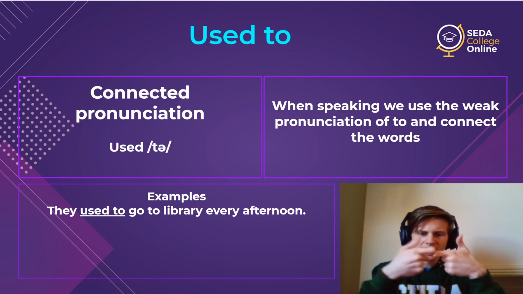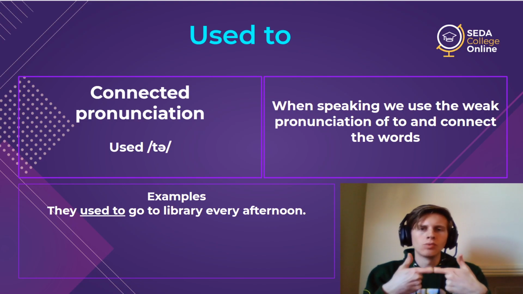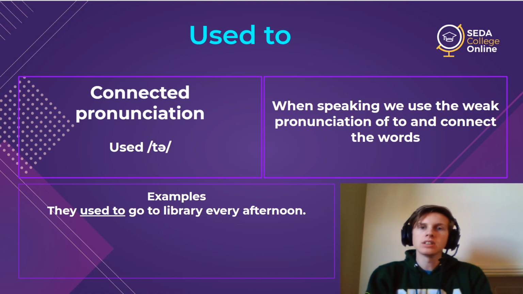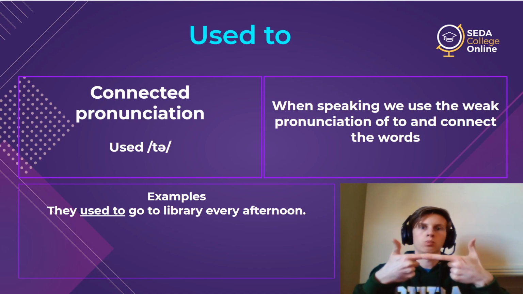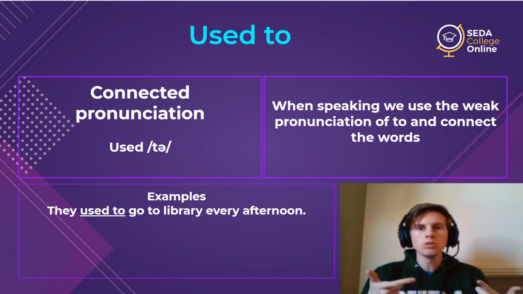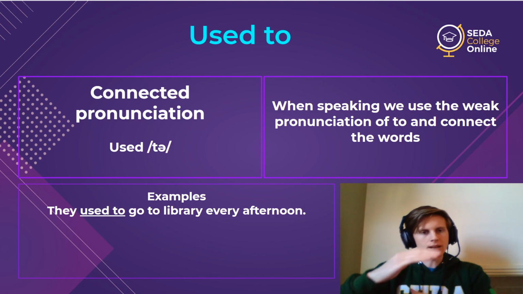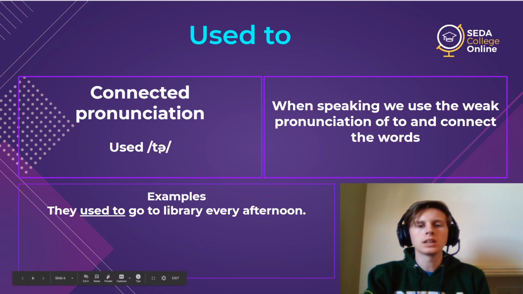But then the D and the T are very hard to say together in one word. Used to. It's very difficult. So I remove the D, and now I can say it as one word. Used to, used to. They used to go to the library every afternoon. Much easier. So there's a couple steps of change here. We relax pronunciation, meaning to becomes ta.